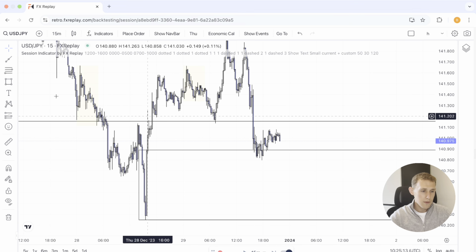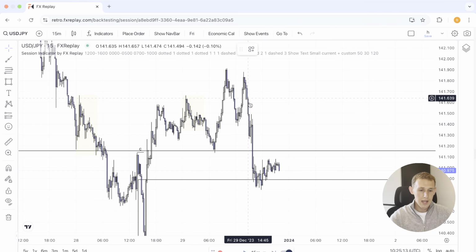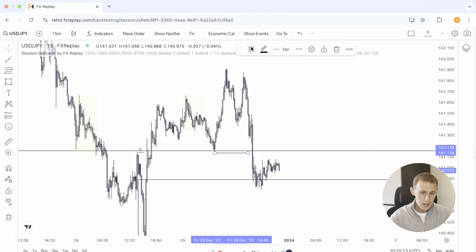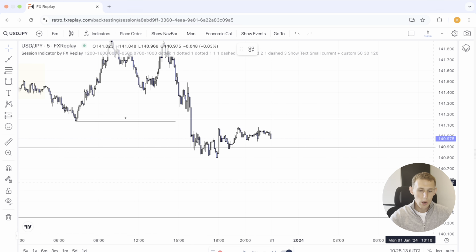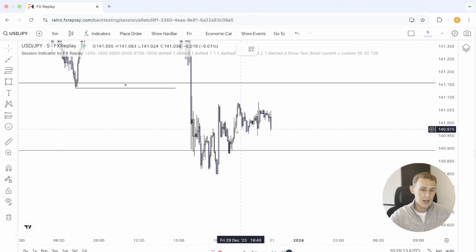Going over to the M15, just so we can mark this on more clearly, this is the change of character that I'm looking at. You can see price came back down, grabbed a previous low that induced this area of demand. So what I would look for inside this point of interest would be another confirmation to buy. Like I said, I don't want to just buy straight from this area. I would want to see a little bit more confirmation.